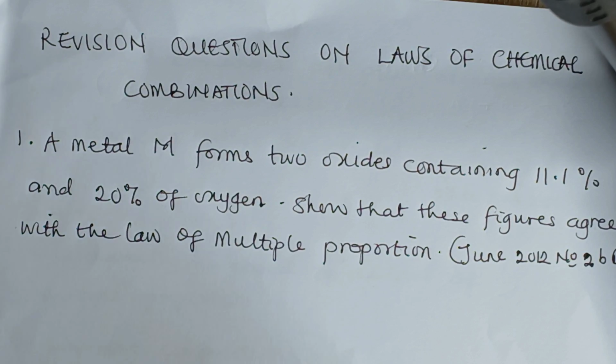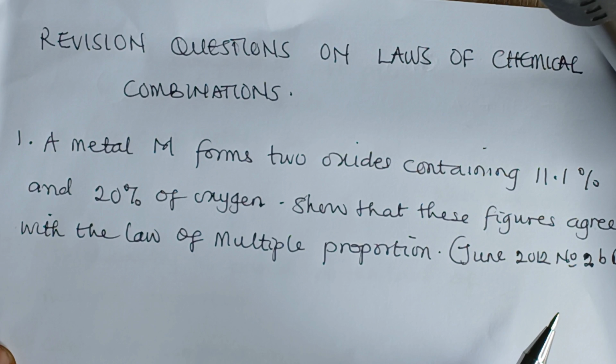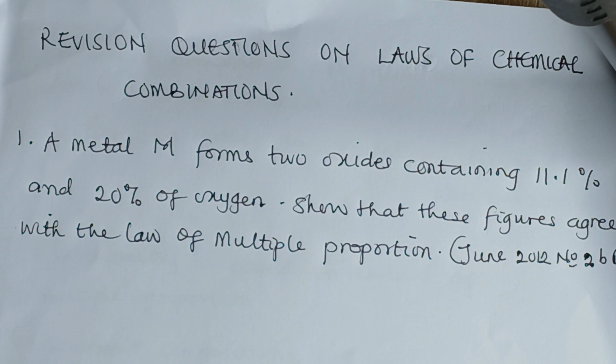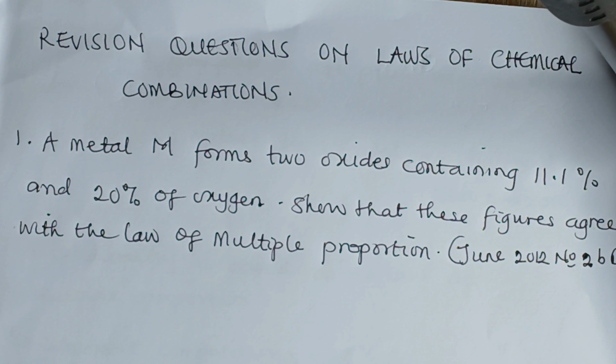subsection 2. A metal M forms 2 oxides containing 11.1% and 20% of oxygen. Show that these figures agree with the law of multiple proportion, which says that when an element combines to form more than one compound, the variable mass of one which combines with a fixed mass of another one are in a simple whole number ratio. And so we are going to use this calculation to prove or support the law of multiple proportion.